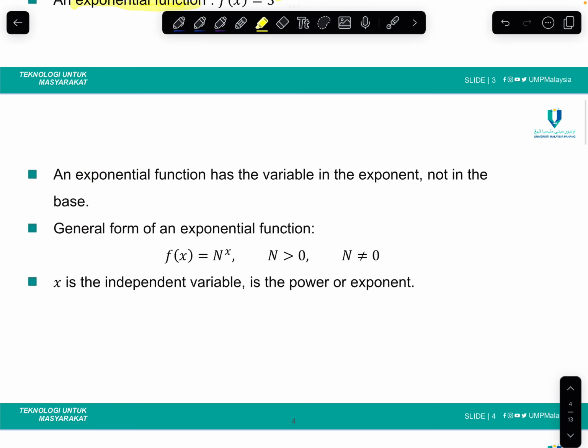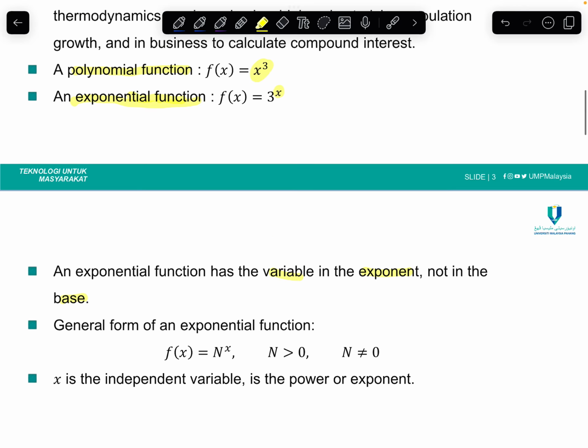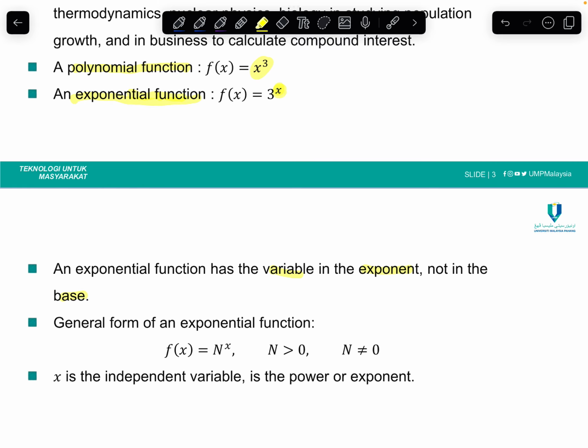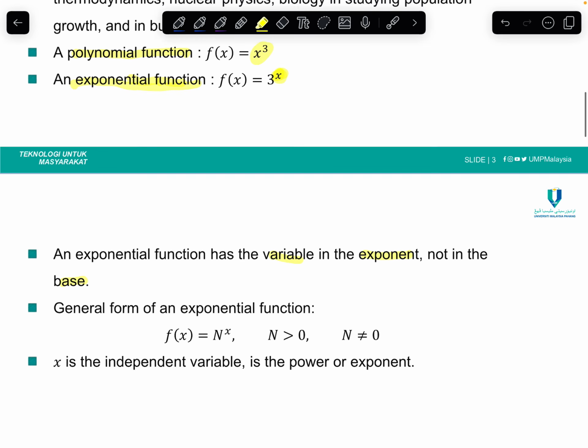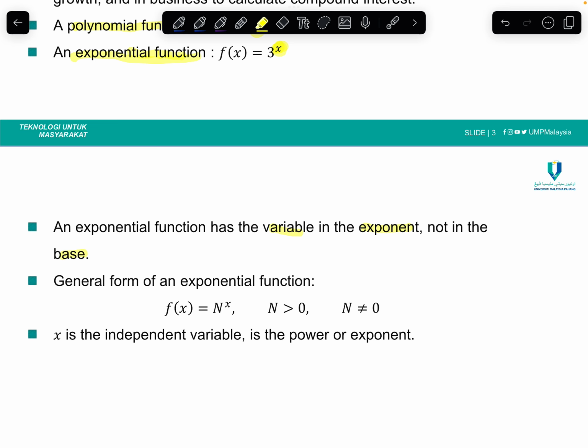An exponential function has the variable in the exponent, not in the base. As shown here, the x is located in the exponent, not in the base. The general form of an exponential function is given by f(x) equal to n to the power of x. See here, the variable x is in the exponent. x is the independent variable, the power or exponent.